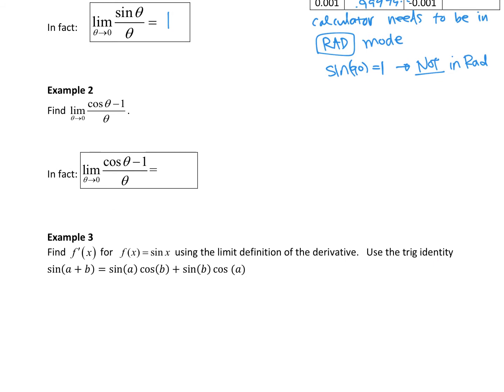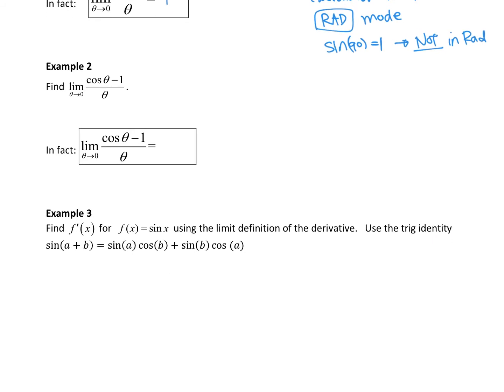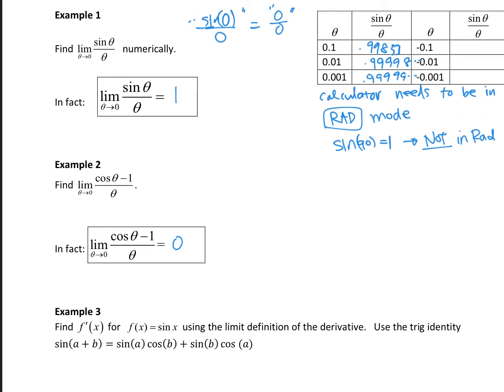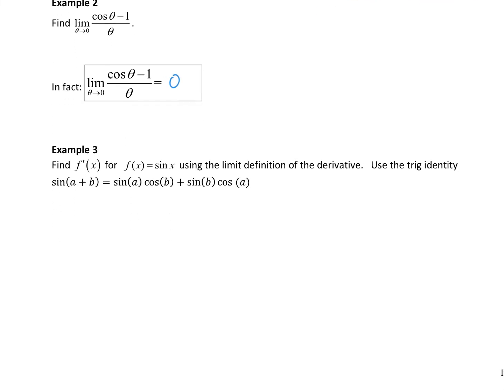We can do the same thing for example 2. If you calculate this one out, you're going to get 0 as an answer. We'll use the sine over theta more often than this. Sometimes I don't remember this part, but this one definitely we're going to be using a bunch of times later on.